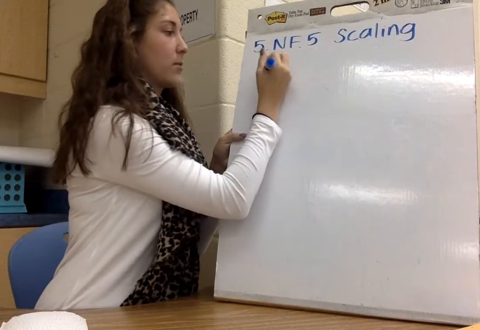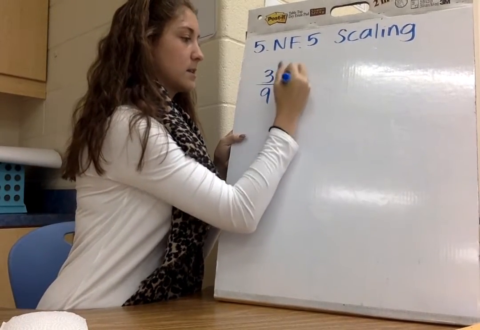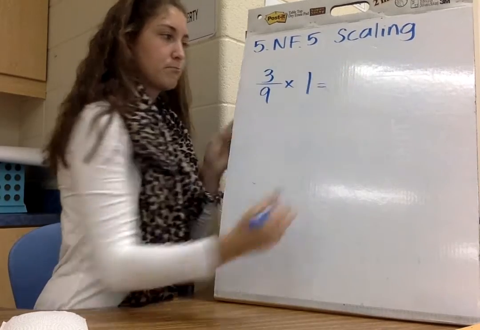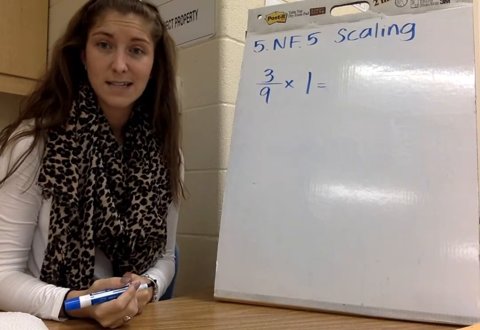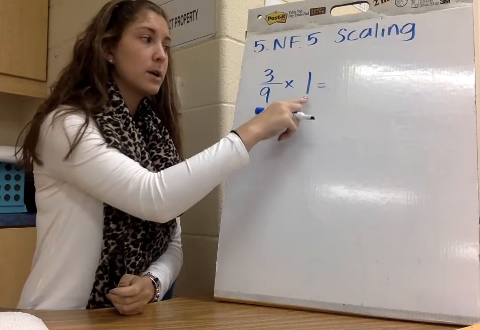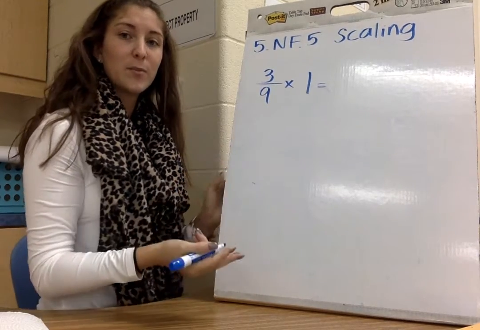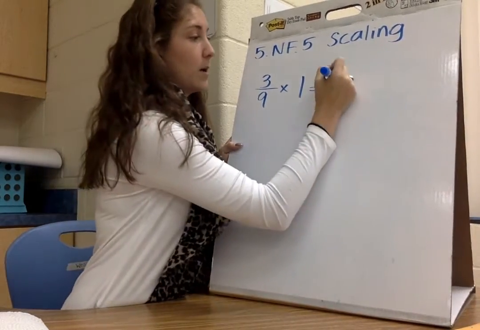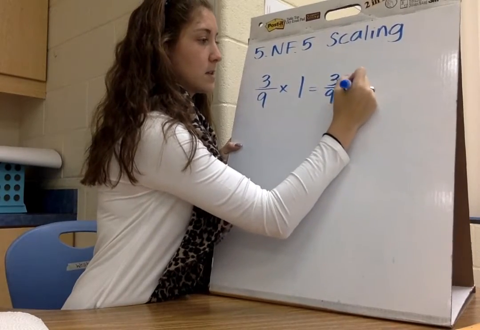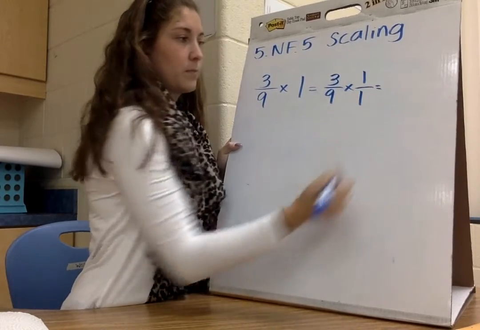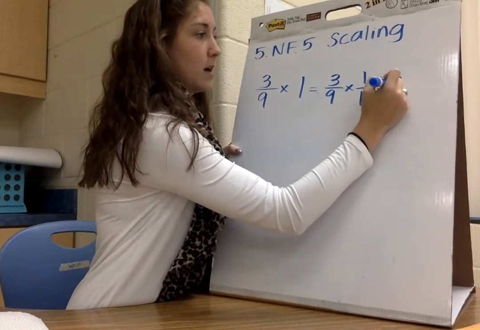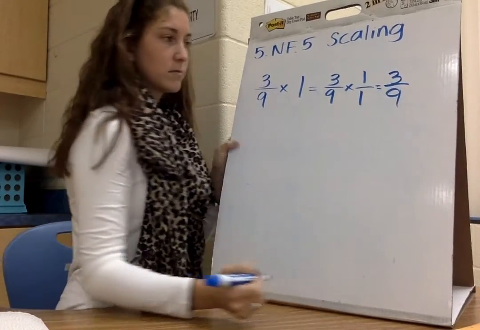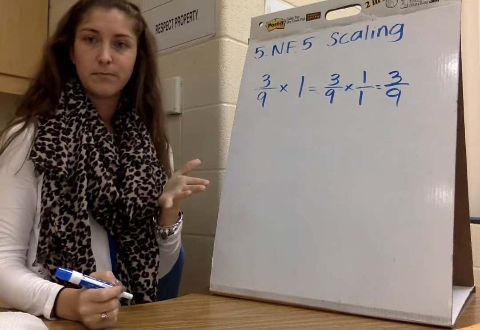What if I had 3/9 times 1? And I want to know, will the product be more or less than 1? Well, I know whenever I'm multiplying by a whole number, I have to put it over a 1. So I'm going to have 3/9 times 1/1. Now, when I multiply straight across, I'm going to have 3/9 again.